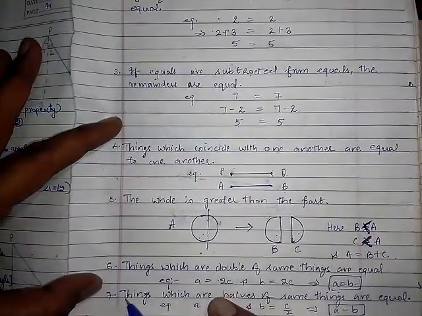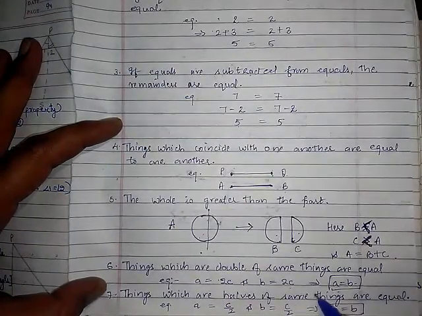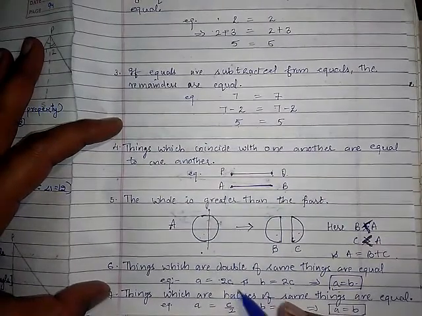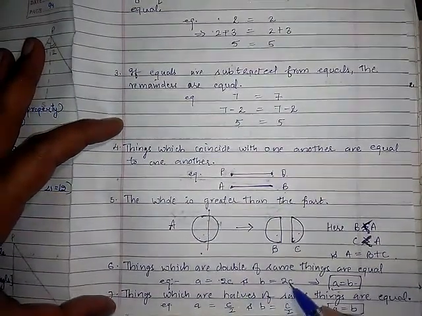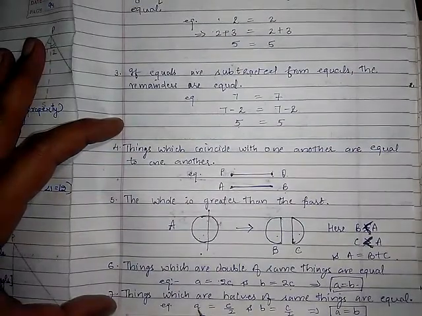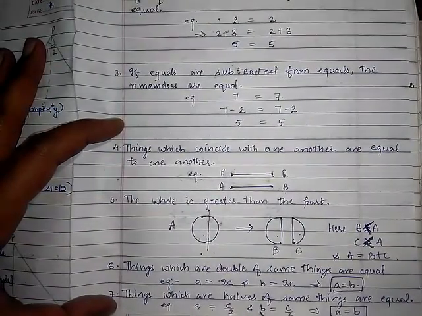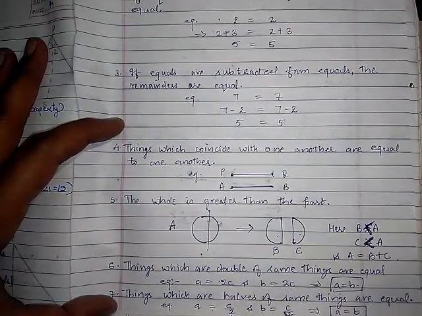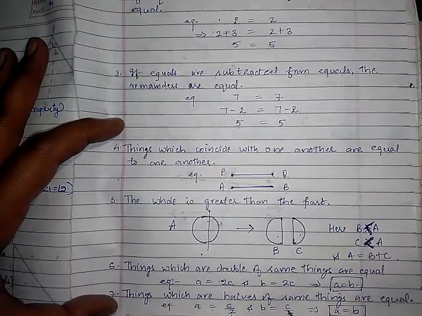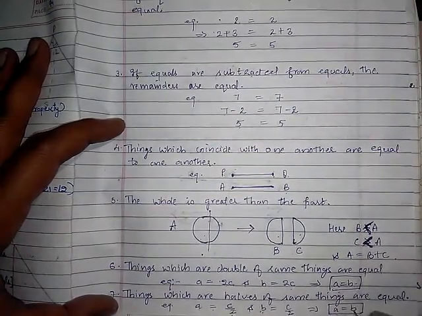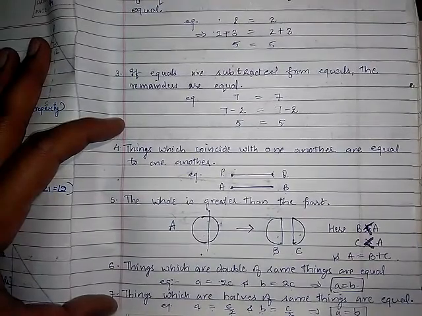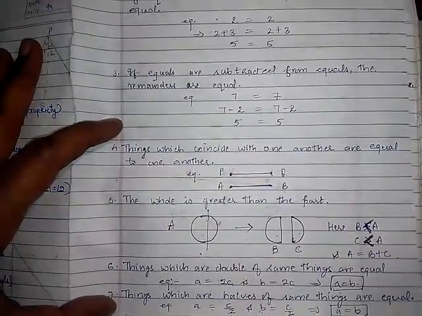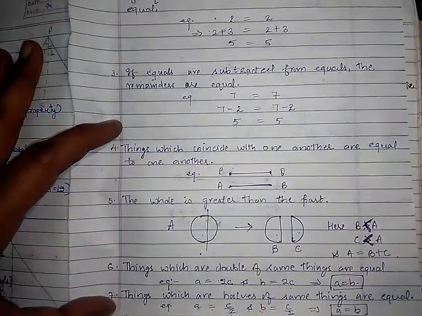Then come to axiom number 7. Things which are halves of the same thing. That is only a repetition of axiom number 6. In place of double, they have used the word halves. If the doubles are equal, then the halves will also be equal. So for example, A is equal to C by 2, and let us take B is also equal to C by 2. Comparing both equations, if the right hand side is equal, then the left must be equal. It means A is equal to B. So we can say that things which are halves of the same thing are equal to one another. Okay, that is the thing.